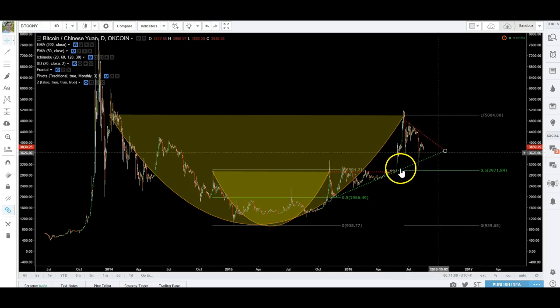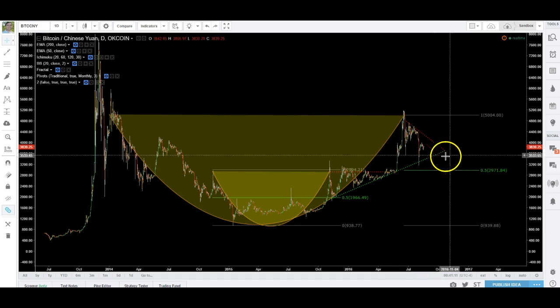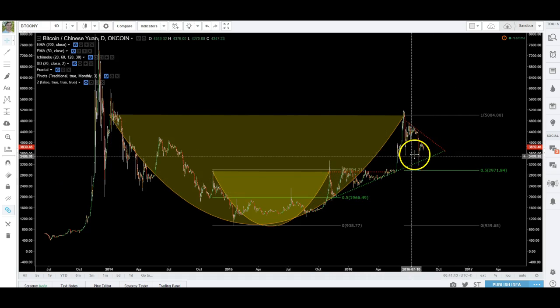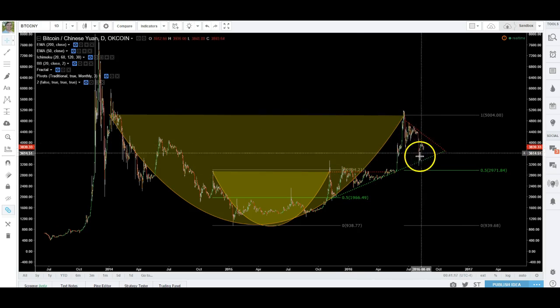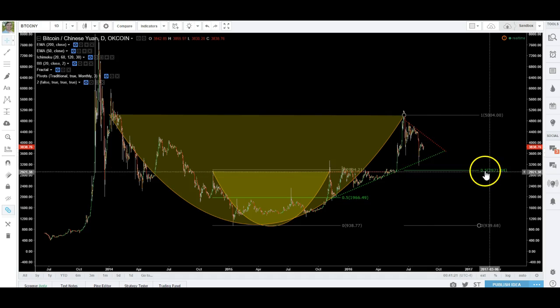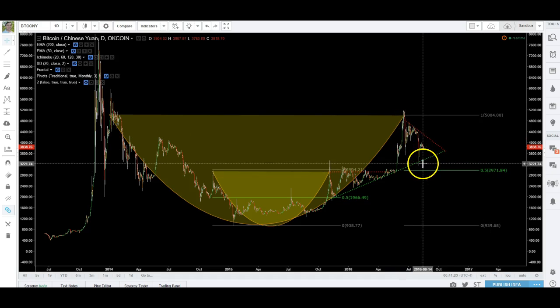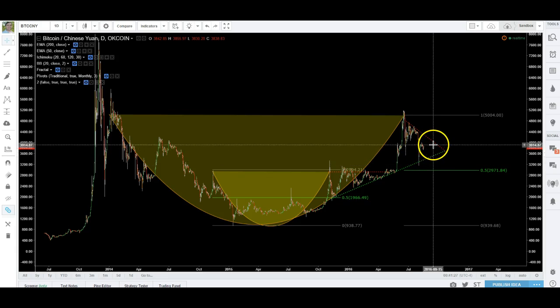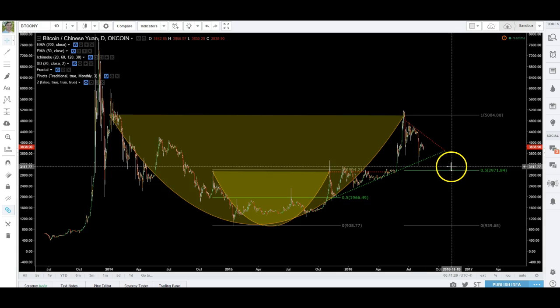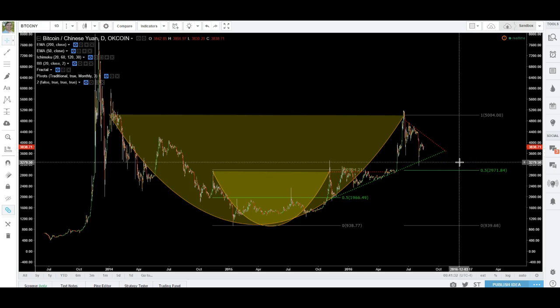This handle, I think, is going to be more of a pointed triangle. I don't think it's going to be an ascending triangle, just based on the Bitfinex hack shenanigans. You can see we didn't break below 50% of the cup, so that's good. That is evidence for continuation over reversal. So that's all I have on cup and handles.